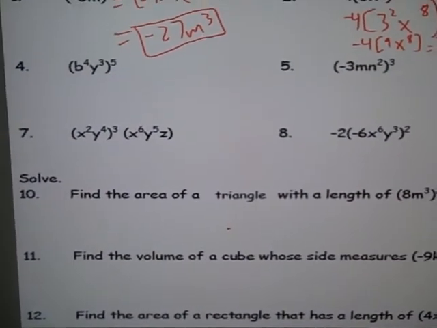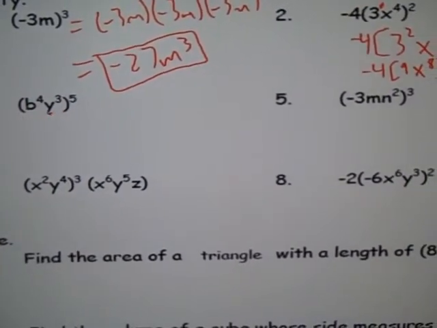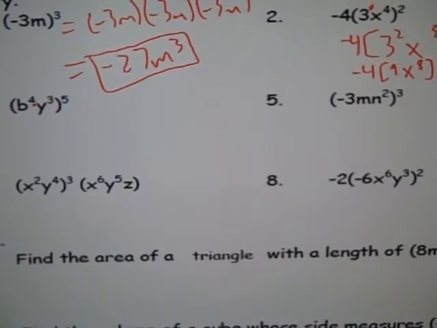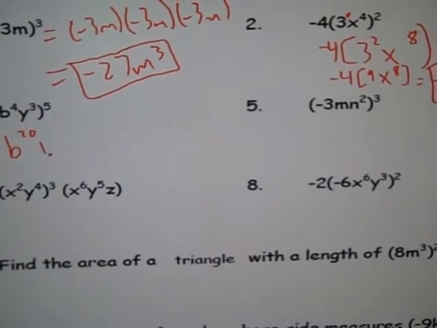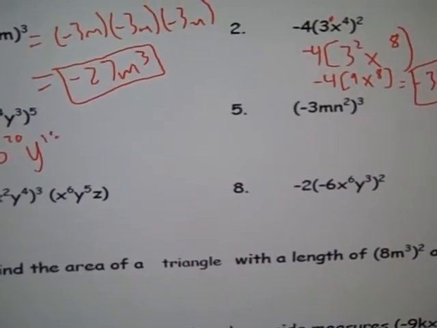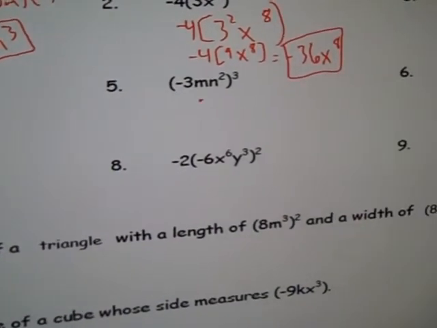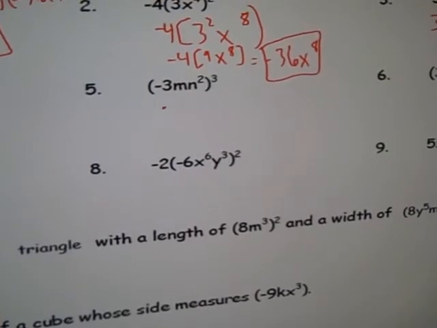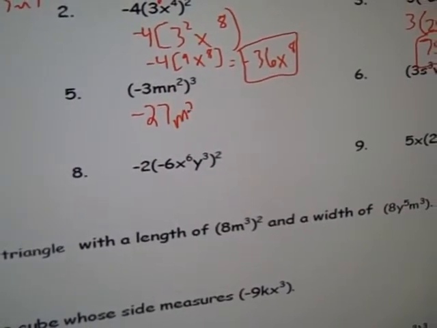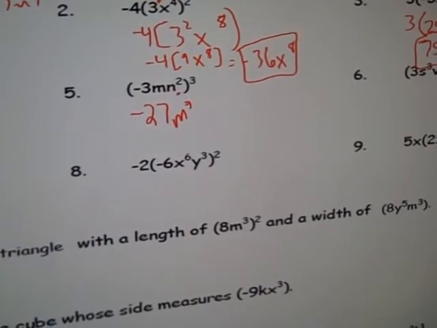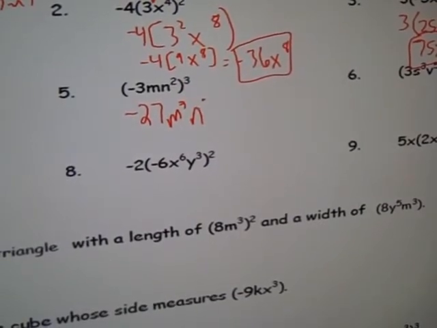Number 4. We're taking b to the 4th power, and we just multiply 4 times 5, which gives us b to the 20th, and then we do the same thing with y. 3 times 5, 15. Number 5, just take the negative 3 and cube it. That should give us negative 27. Take the m and cube it. It gives us m cubed. Take n to the 2nd power, and to cube that, we just do 2 times 3. That should give us n to the 6th.